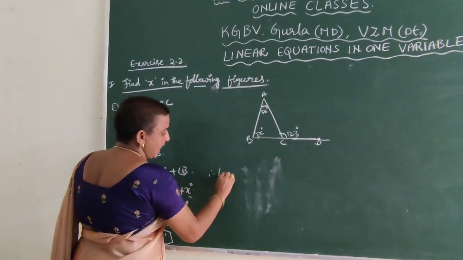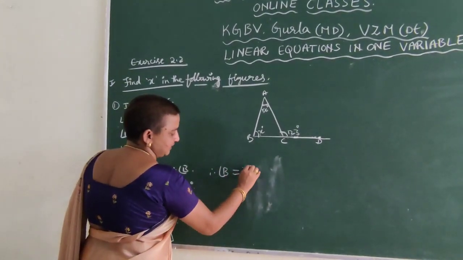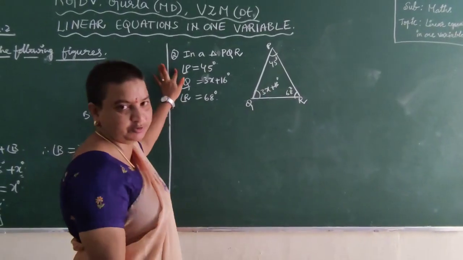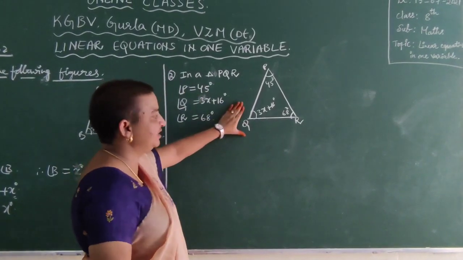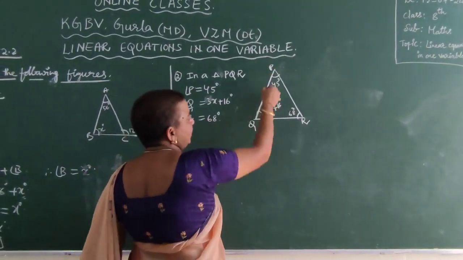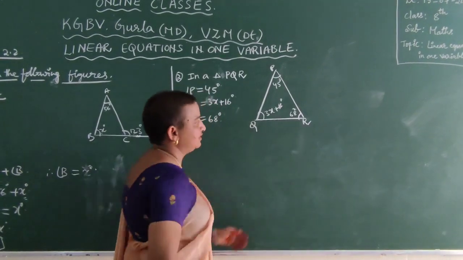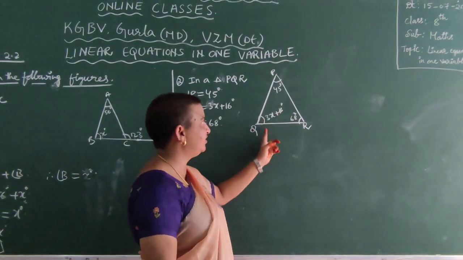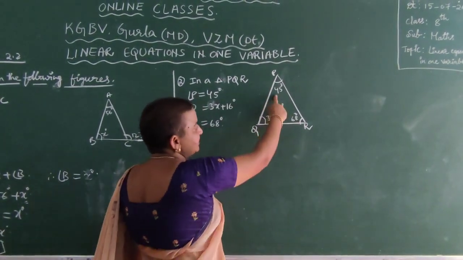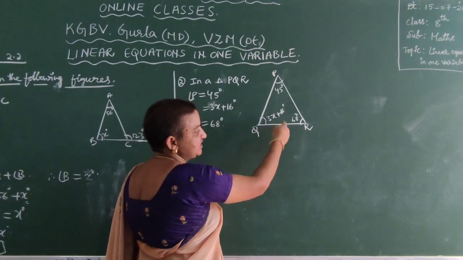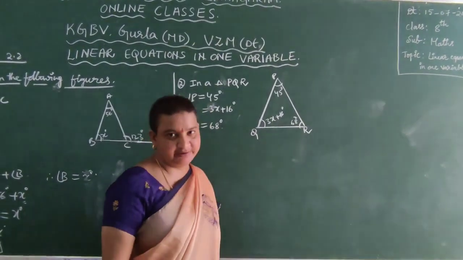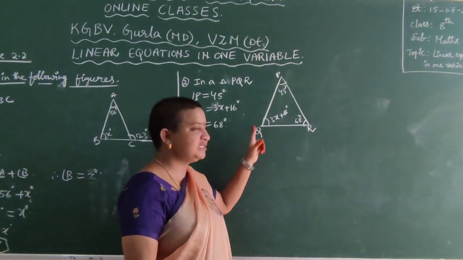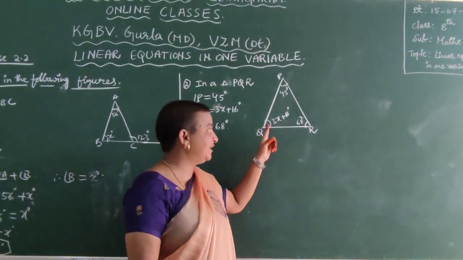Therefore, that means angle B is equal to x degrees. Okay? Go. This is the second problem. Here he has given a triangle PQR. In this triangle he has given all interior angles. Angle P is 45 degrees, angle Q is 3x plus 60 degrees, angle R is 68 degrees. We have to use the angle-sum property to solve this equation, to find the value of x.